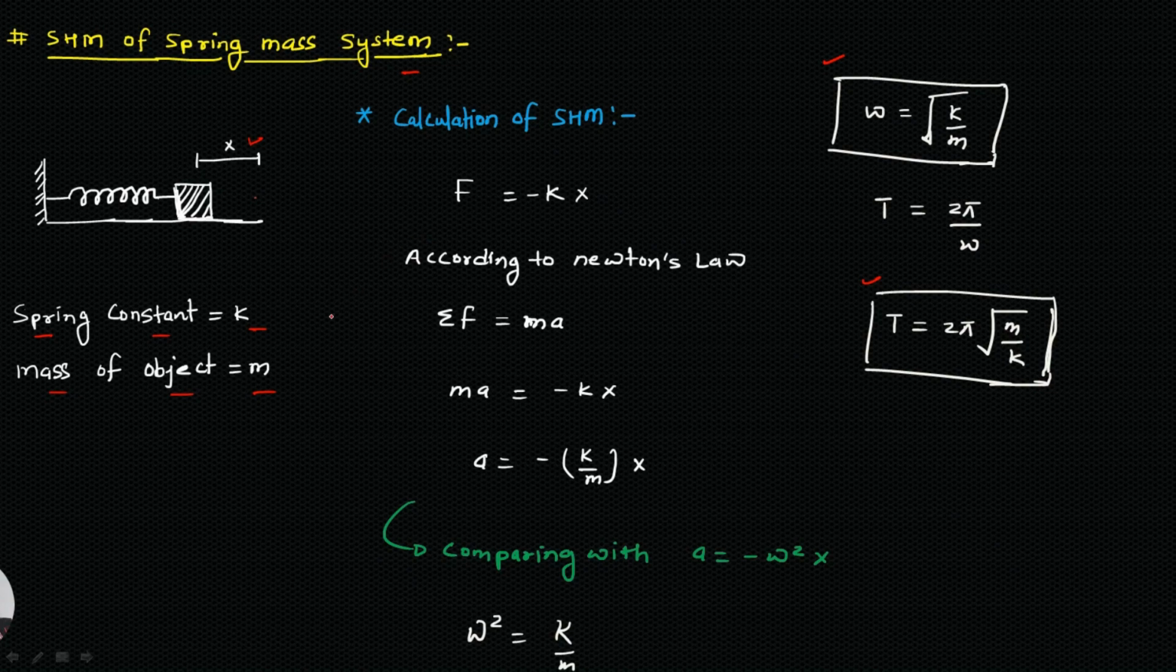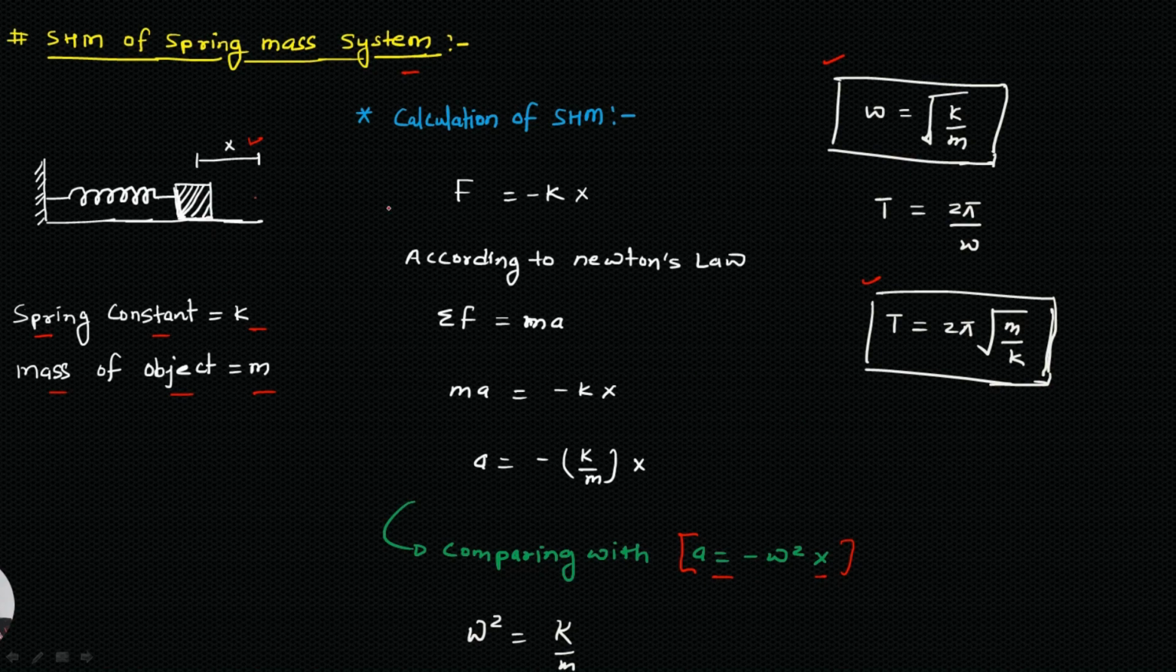Okay, so now for calculation of the angular frequency, we are going to use the essential condition for the SHM. As we know, if any object is performing SHM, then it will follow this equation: a equals minus omega square x, where a is the acceleration, omega is angular frequency, and x is displacement.